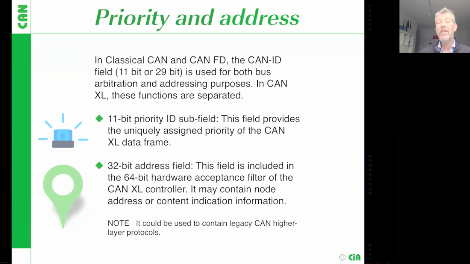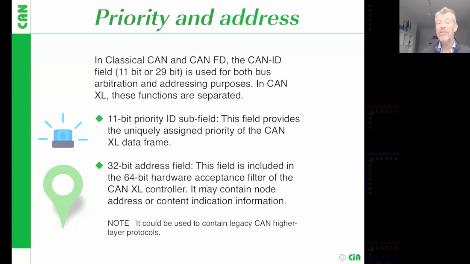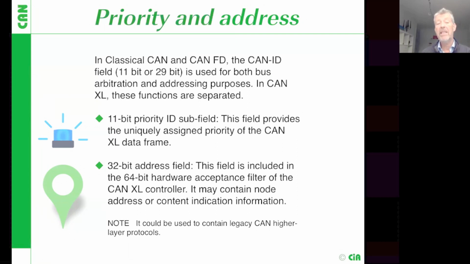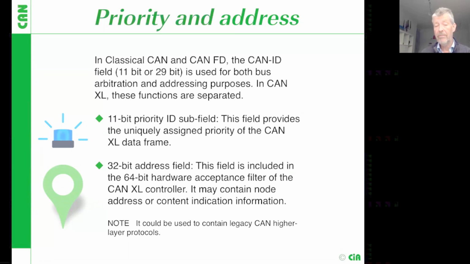This field provides the uniquely assigned priority of the CAN XL data frame. It doesn't matter which address it has. It is just the priority. In addition, we have the 32-bit address field, and this field is included in the 64-bit hardware acceptance filter of the CAN XL controller. This is an implementation issue. It may contain node address or content indication information.